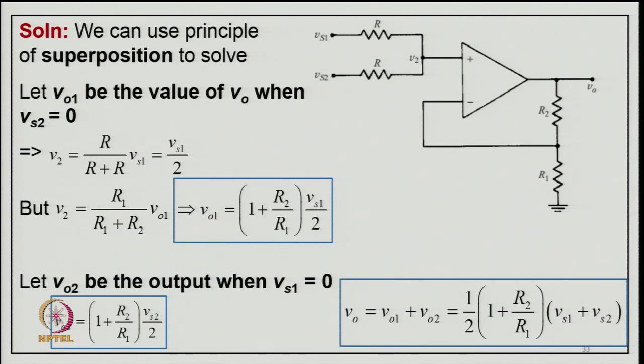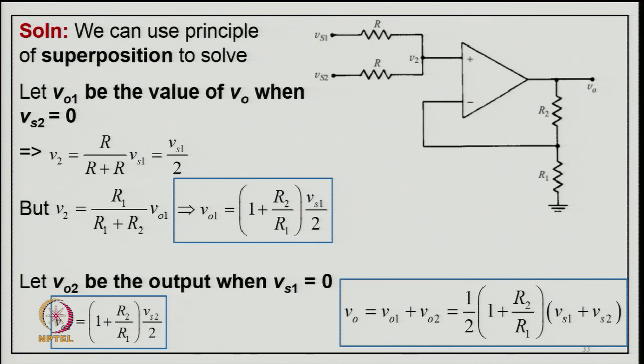So, V_2 will be R upon R plus R times V_s1, that is V_s1 by 2, but V_2 equal to R_1 upon R_1 plus R_2 times V_O1, so V_O1 will become 1 plus R_2 upon R_1 into V_s1 by 2. Now, let V_O2 be the output when V_s1 is 0.